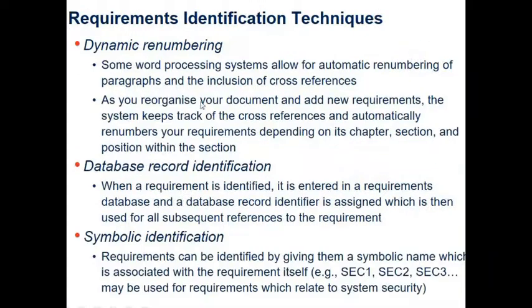Okay, so you can have sequential numbering, right? Or you can have dynamic renumbering. So some word processing systems allow for automatic renumbering of paragraphs and the inclusion of cross-references. As you reorganize your document and add new requirements, the system keeps track of the cross-references and automatically renumbers your requirements depending on its chapter, section, and position within the section.